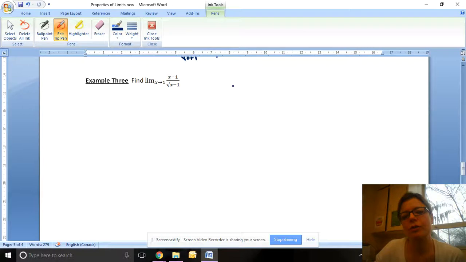Now we have another example where I'm going to use something called the substitution method. You could try rationalizing the denominator and that would work, but I'm going to use substitution to show you a simple substitution, because later we have a more complicated substitution method.